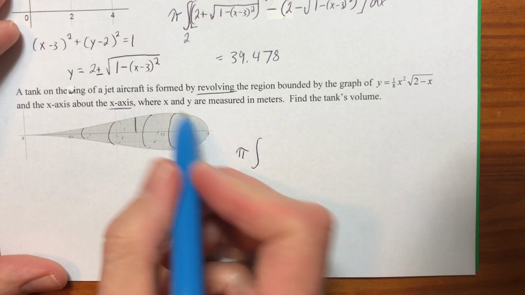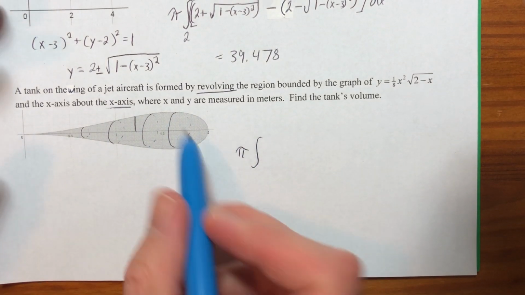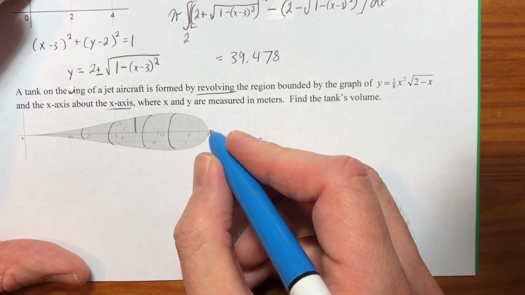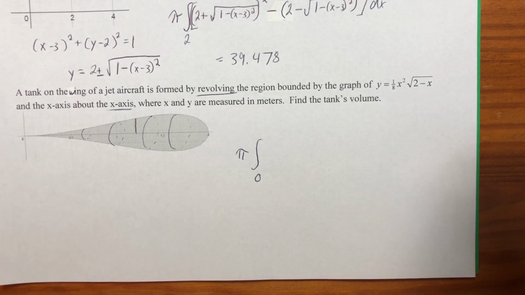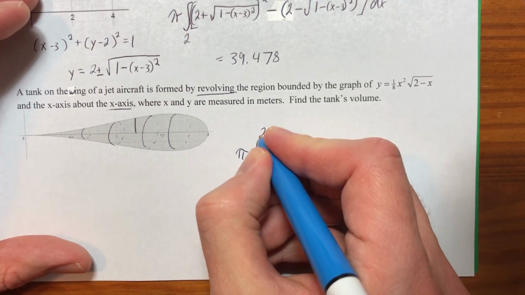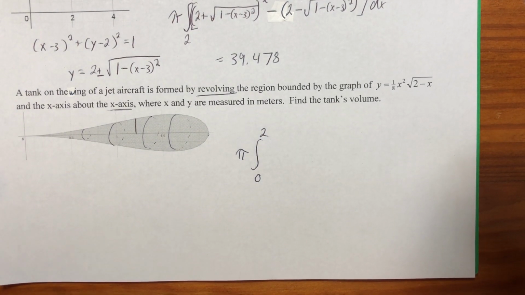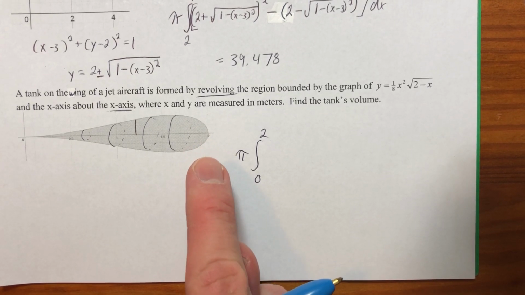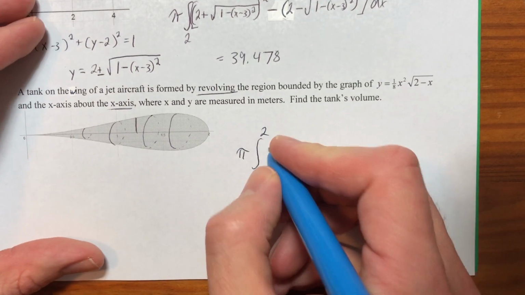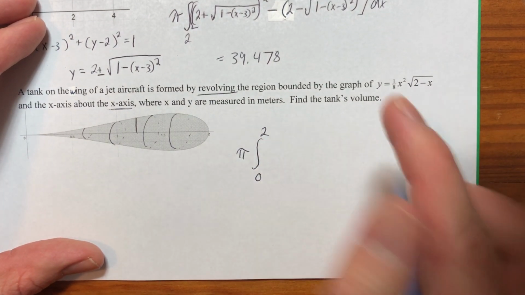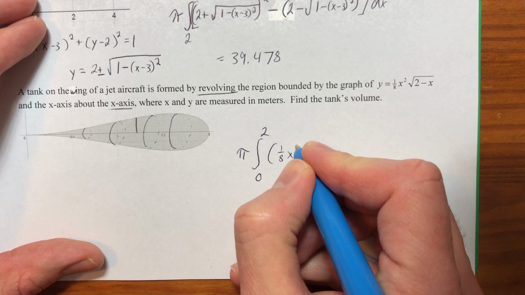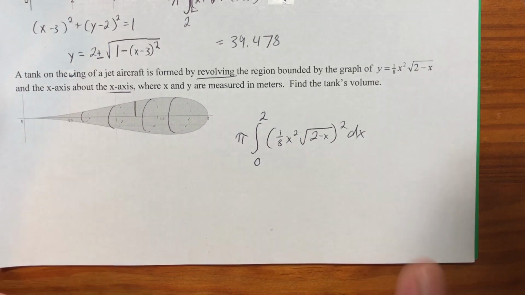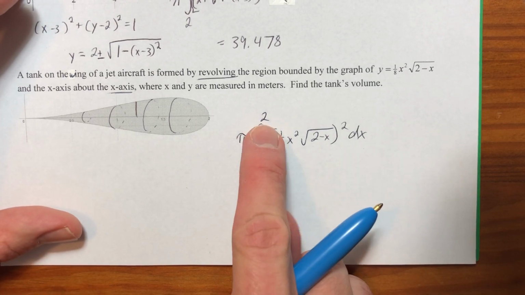All right? But they just gave you the top and bottom in this graph when it's really just the top that you need. And it goes from 0 to there. Where is there? Well, it's 2. I'm going to prove that in a minute, but it's 2. We can tell by the graph, but if we didn't have the graph, we could still figure it out relatively easily. All right, so we'll have that equation, all squared: 1/8 x squared, square root of 2 minus x, and that is squared, and then dx.